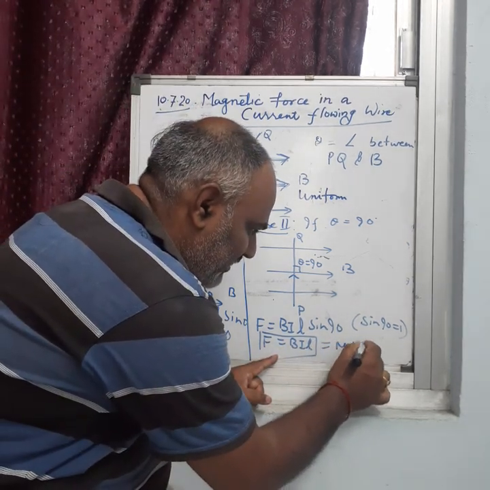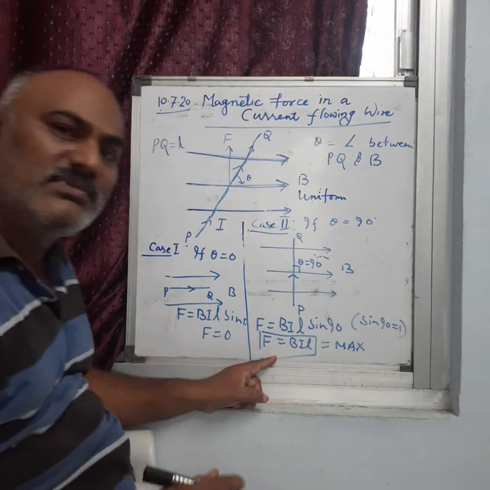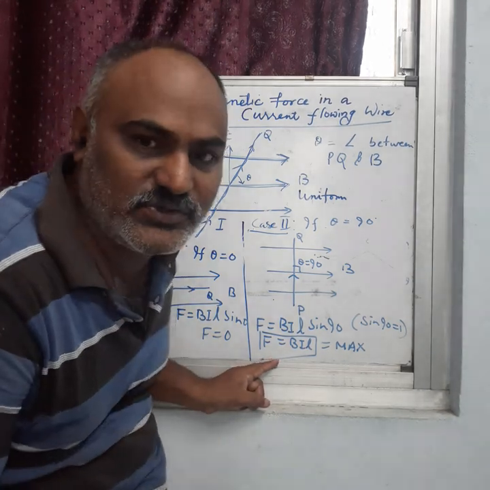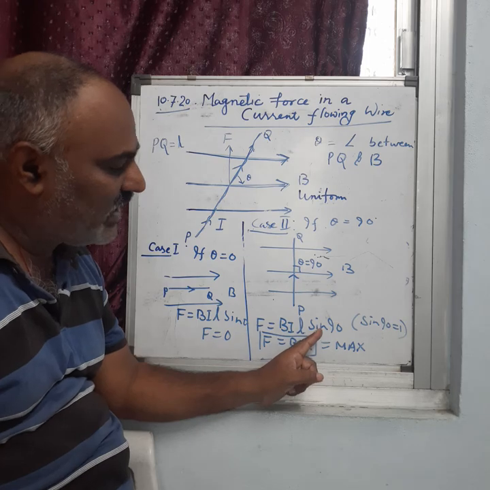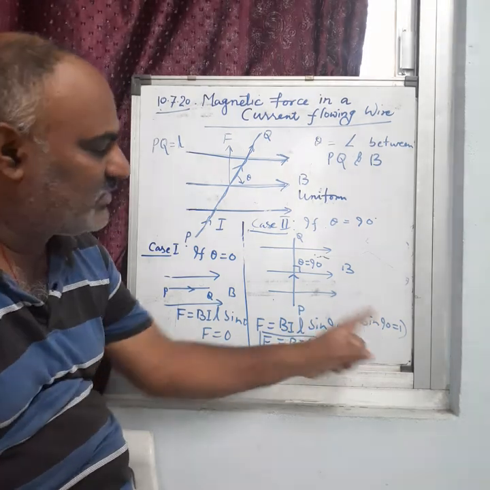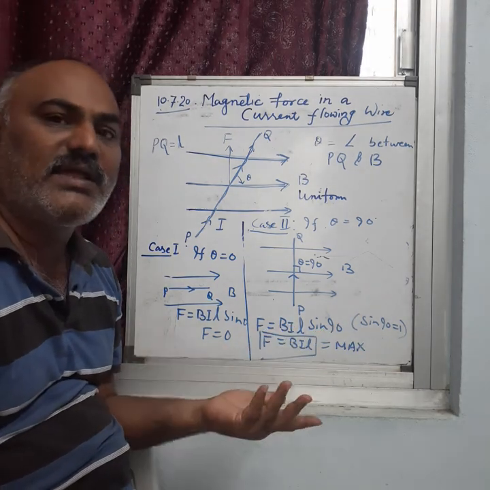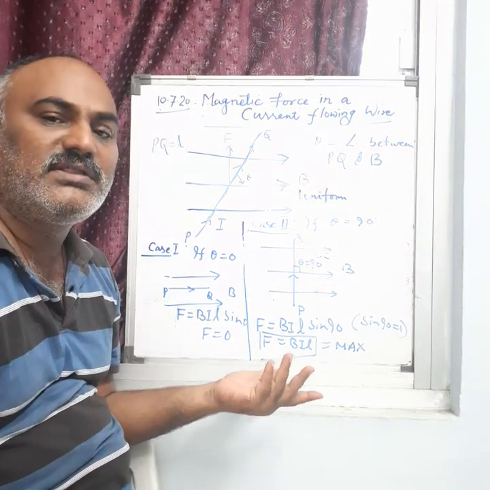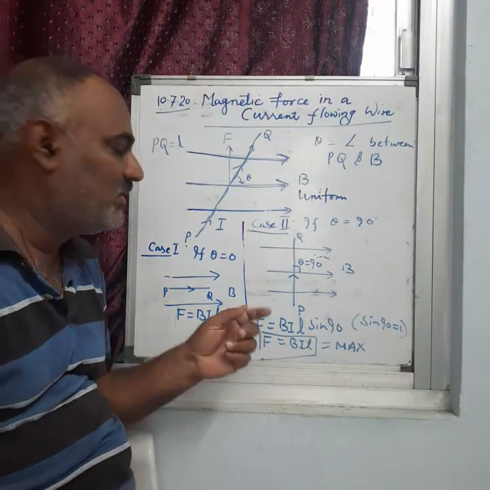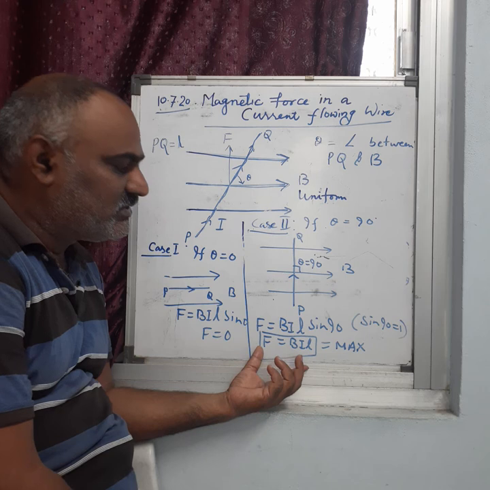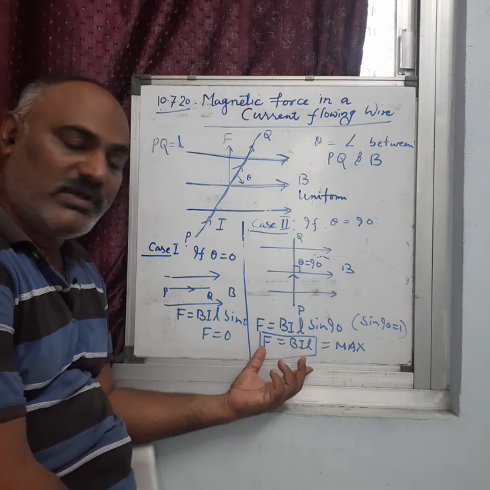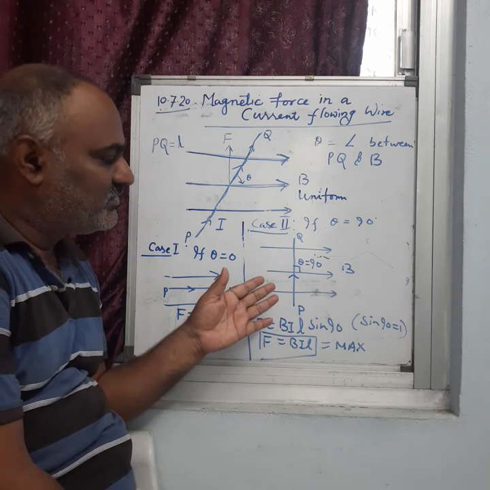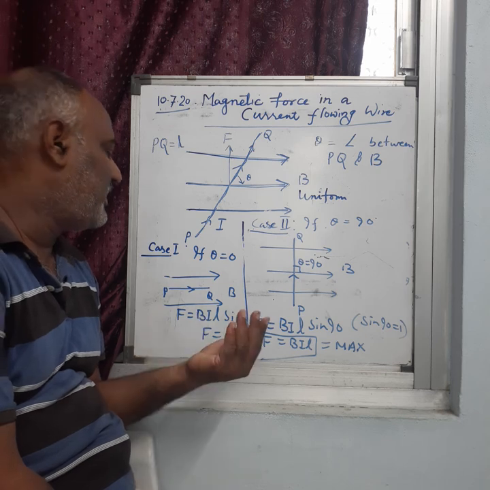Why will this force be maximum? Students who have taken mathematics know easily. The value of sine 90 is maximum, that is 1, and the values of sine for other angles will be less than 1. So the force is maximum when theta is 90, which means the wire is perpendicular to the magnetic field.